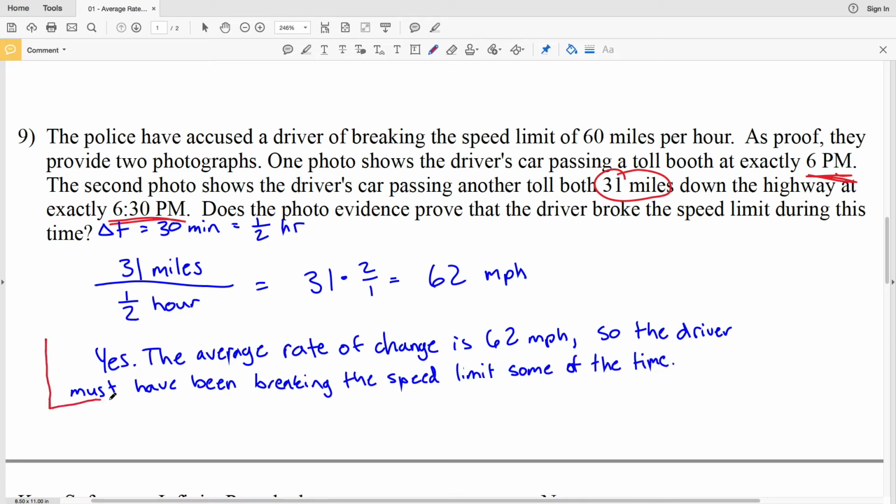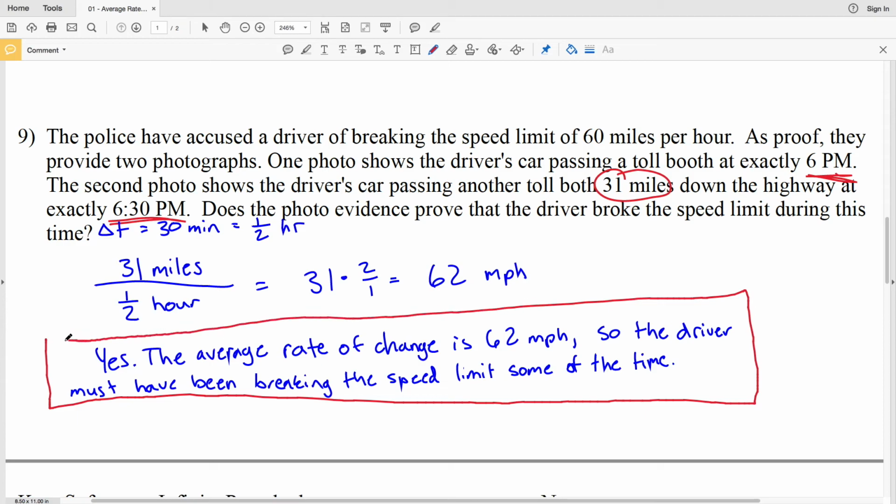So yes, the average rate of change is 62 miles per hour, so the driver must have been breaking the speed limit at some time, whether that was the entire time or the smallest portion of time. The average rate of change is 62, so at some time that driver was breaking the speed limit. And with that, we wrap up this worksheet.